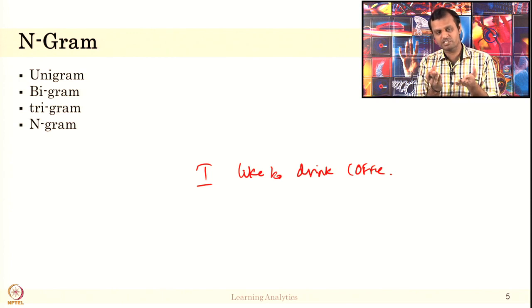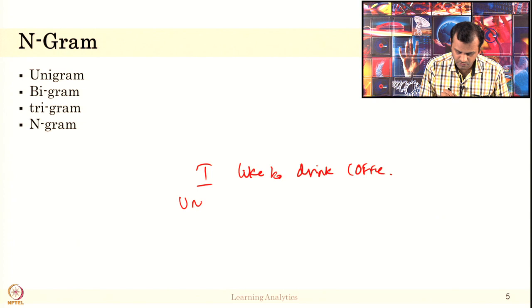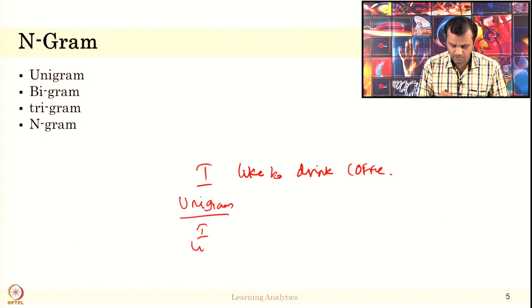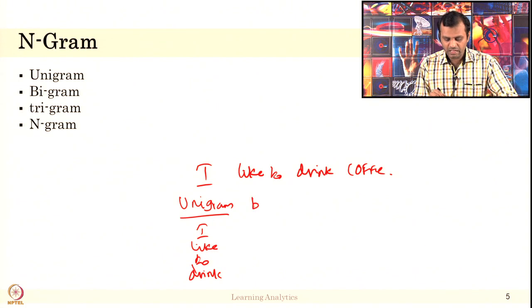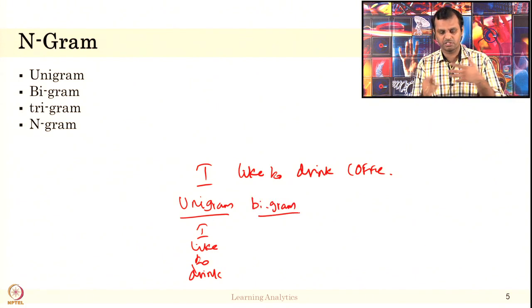If I say unigram, I want to create a dictionary with all the single words in it. So the unigram dictionary will be simple: I, like, to, drink, something like that.